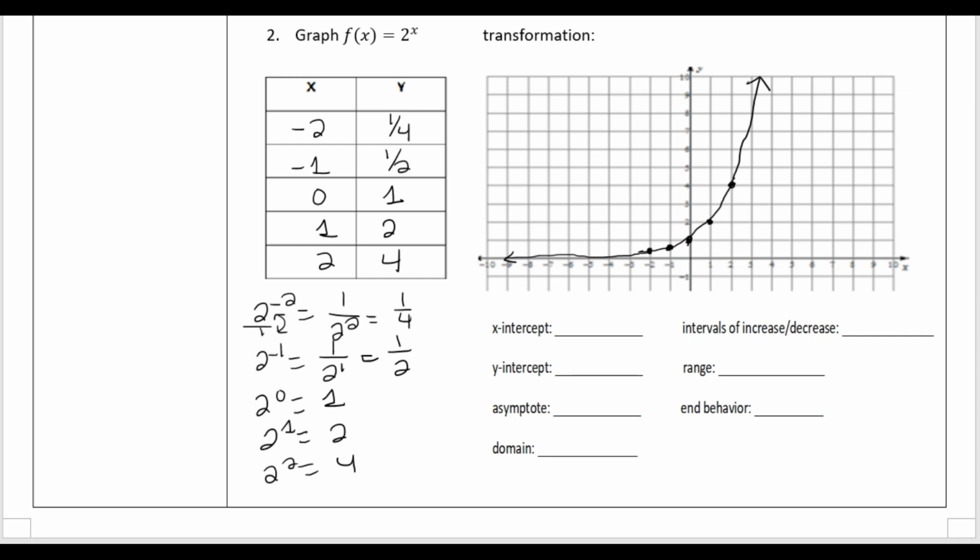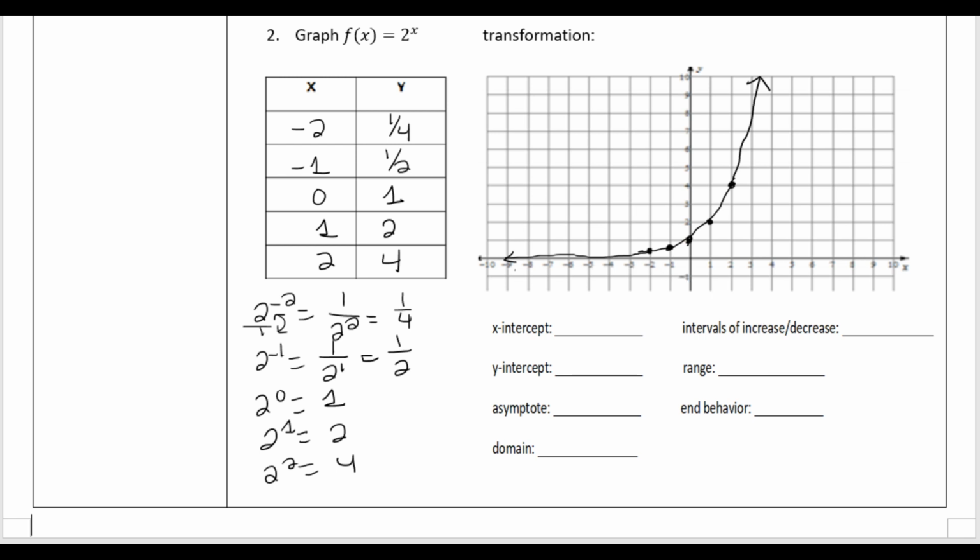Most exponential functions will look like that, and this is how it looks like if it's positive. If it's negative, then it will kind of look like that. It will be a reflection about the x-axis. Okay, so that's how it looks like if it opens down. So just to show you.